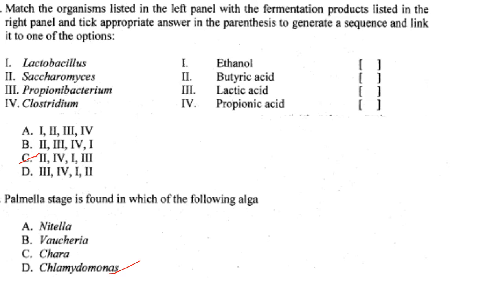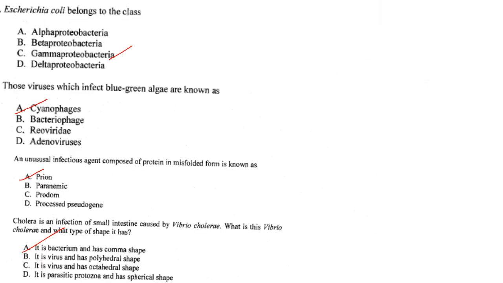Then lactic acid. Lactic acid is 1, that is Lactobacillus. Propionic acid is Propionibacterium, so 3. So the sequence is 2, 4, 1 and 3. Answer is option C. Palmella stage is found in which of the following alga? So it is found in the case of Chlamydomonas. Answer is option D. Escherichia coli belong to the class.